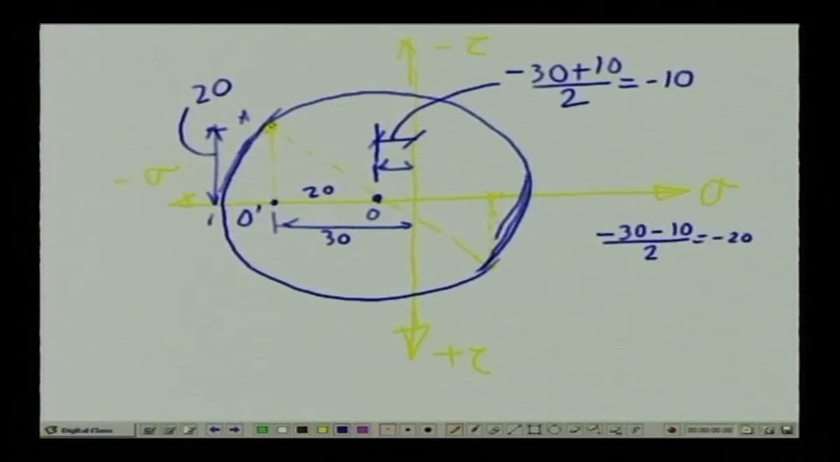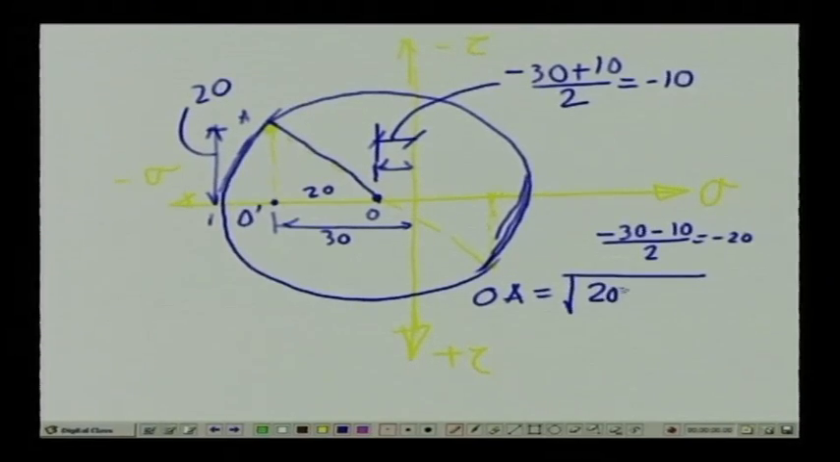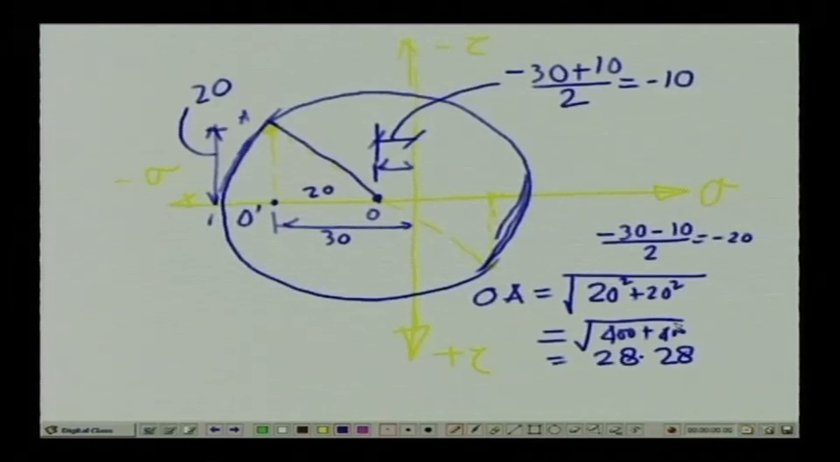So, the radius, or this particular distance OA, is equal to the root of 20 squared plus 20 squared, which is the root of 400 plus 400, and this gives us a value of 28.28. Now, 28.28 is the distance OA. Now, we are going to evaluate the principal stresses.